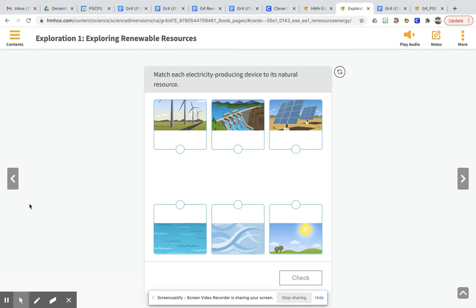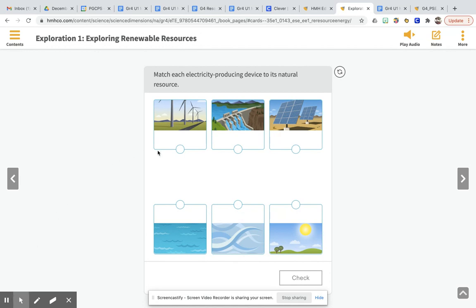And so we've got another picture here and time for another pause and check. And so we looked at these pictures earlier. In our original picture, we have our turbines, we've got the dam, and then we've got our panels. And so I want you to pause right now and discuss each of these electricity producing devices and what natural resource, the water, the wind, or the sun, is associated with each. So pause right now and have that discussion and come on back to check.